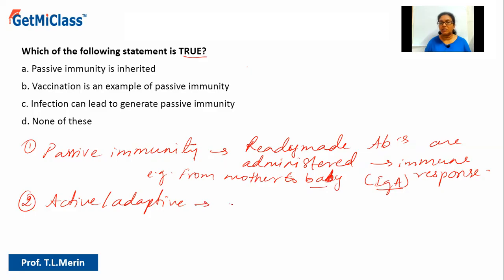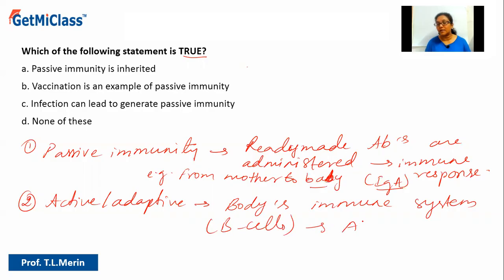Active immunity takes longer than passive immunity, because the body has to produce antibodies. The body's immune system, that is B cells, WBCs, will produce antibodies. For the body to identify the pathogen, it has to recruit WBCs, and further amplify the production of B cells, and that will produce antibodies. So that will take a long time, and that is why it is called active immunity or adaptive immunity.